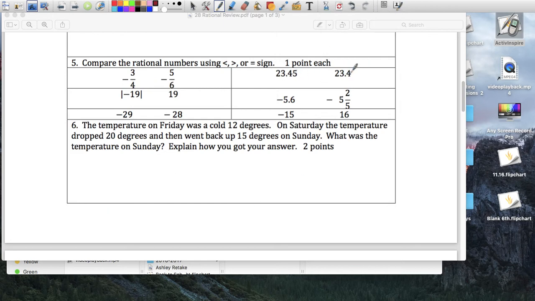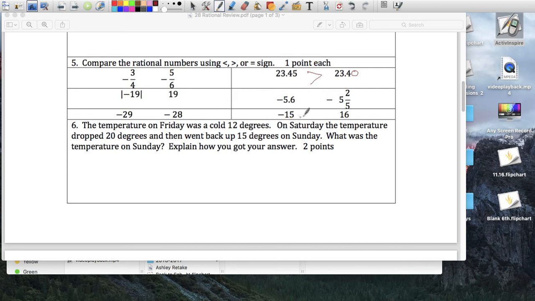Here, 23.45 and 23.4. I'd like you to do this. Now the decimals have both the same decimal place value. So what's bigger, 23.45 or 23.40? Well, this one is a little bit simpler. Let's do the easy ones.